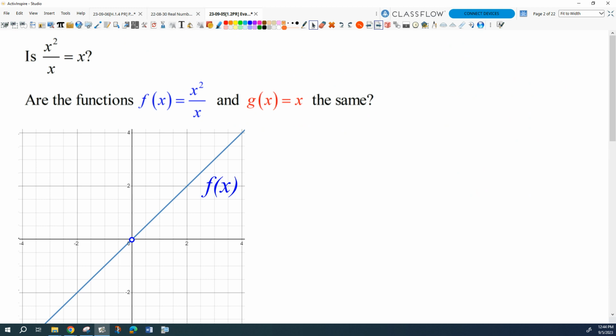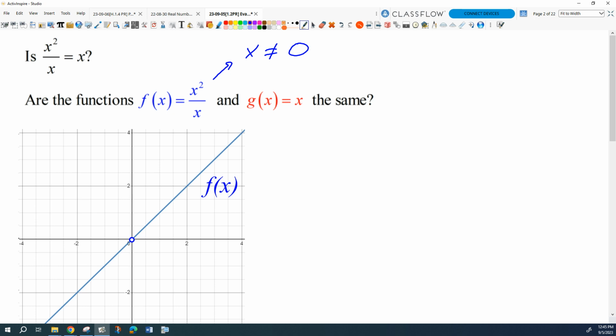Okay, they are almost identical, but what value of x has to be excluded from the domain of the blue function, f of x? 0. How come? Can't have 0 on the bottom. So we would have to say for the blue function, x cannot equal 0.